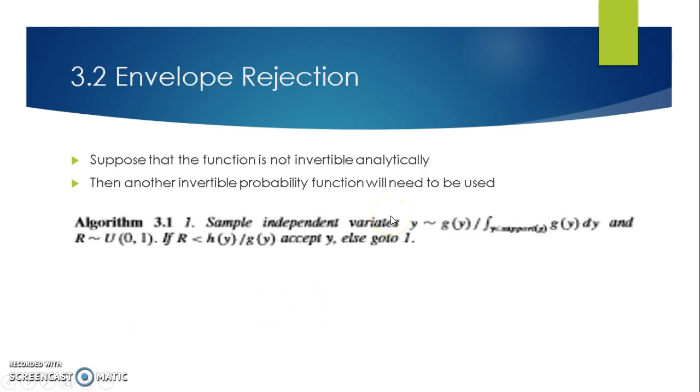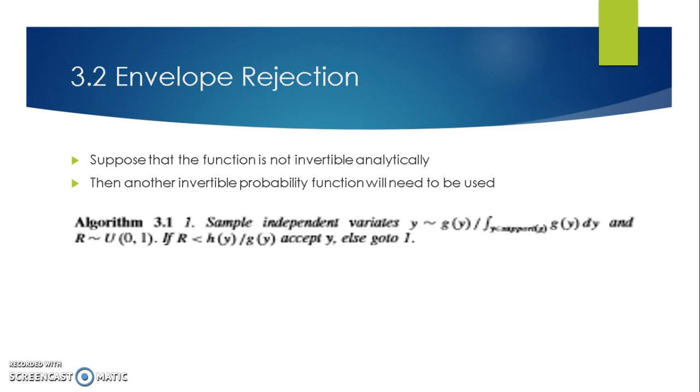Moving on to 3.2, the second section. Let's say that we have a function that is not invertible, unlike the ones previously shown. It can't be solved analytically, it can't be solved mathematically. Then to actually figure out how to generate the random variate, we need to find another invertible probability function and use it to map out the function that's not invertible.